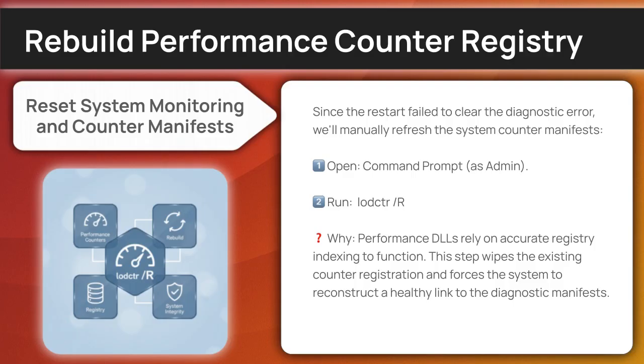Second, you're going to type lodctr /r, then hit enter. Why are we doing this? Well, performance DLLs rely on accurate registry indexing to function. This step wipes the existing counter registration and forces the system to reconstruct a healthy link to the diagnostic manifests.